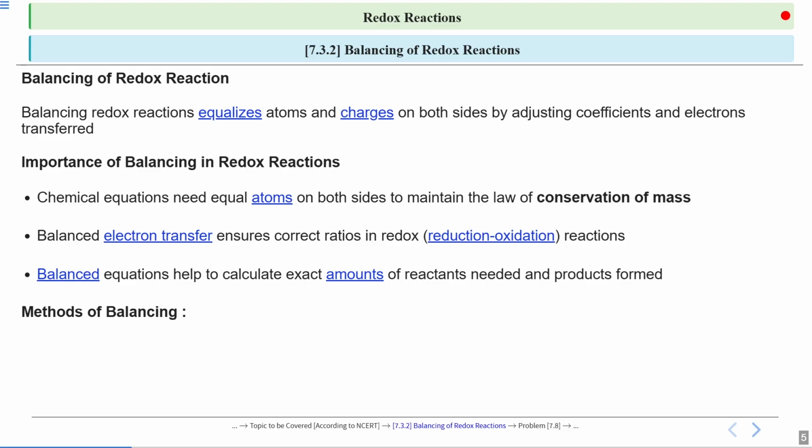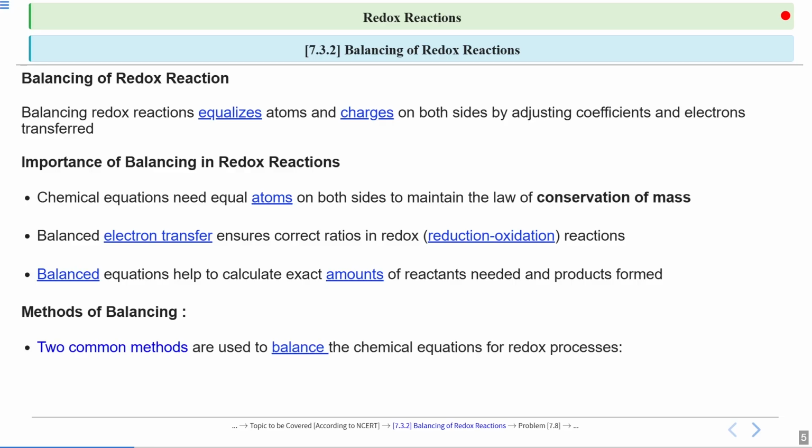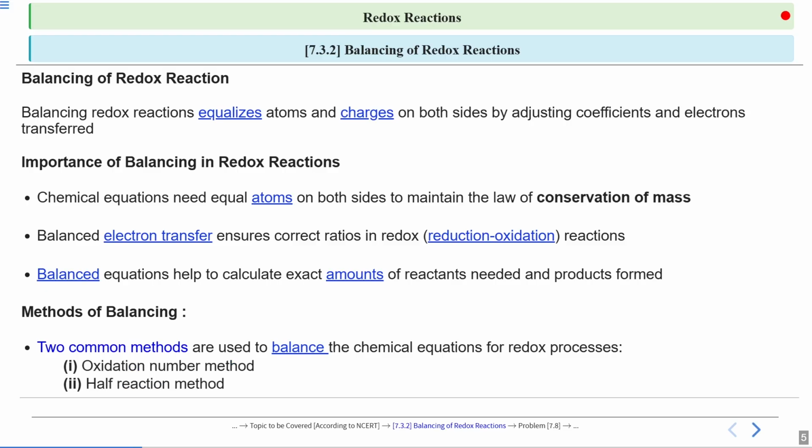Now, what are the methods of balancing that are used to balance a chemical reaction? This can be balanced by two common methods. The first one is the oxidation number method, while the second one is the half reaction method. In today's lecture, we are only going to understand the oxidation number method, that is, how we can balance chemical redox reactions with the help of the oxidation number method.